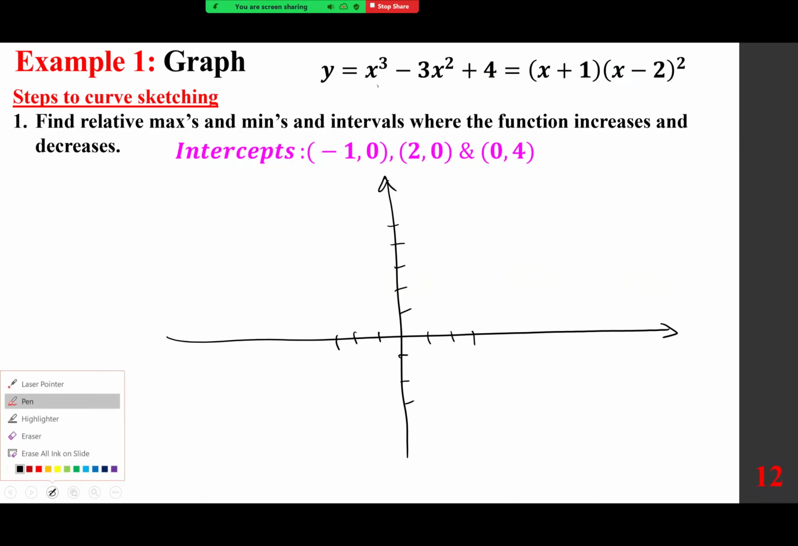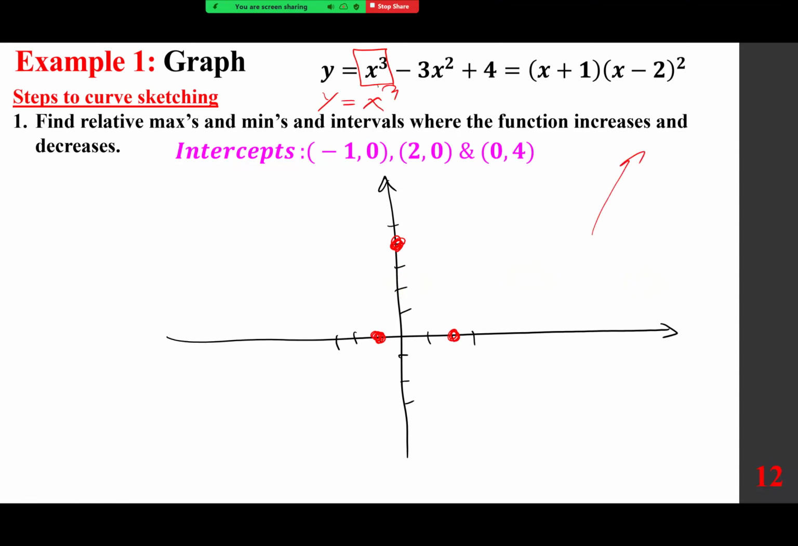So we are going to go with -1, 2, to 0, 0, 4. This means it will ultimately look like y equals x squared, x cubed, the first and the third quadrant. That's the end behavior.